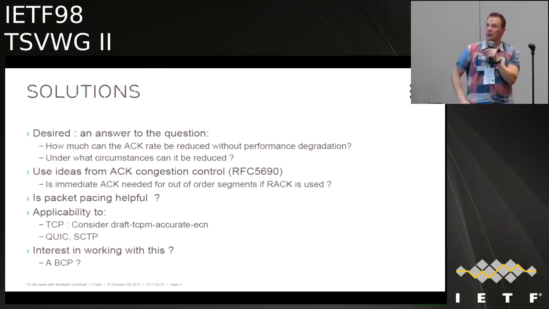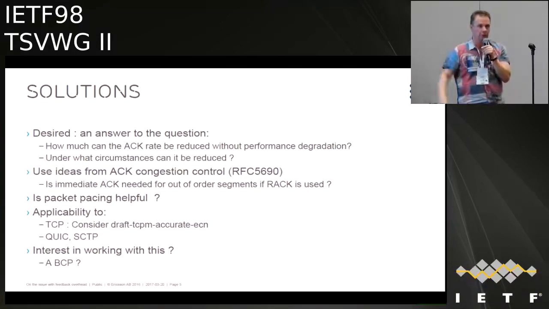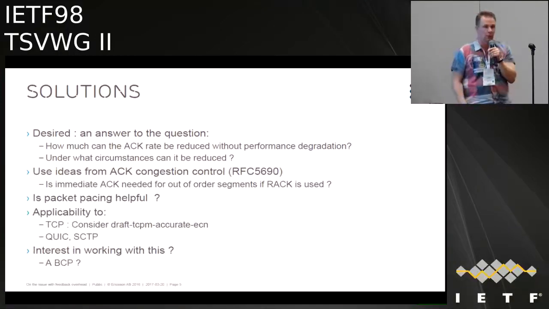There is some previous work around ACK congestion control, RFC 5690, which has some material around the immediate ACKs that are needed for out-of-order segments. But if you have RACK, the recent acknowledgement implementation, do you need the immediate ACKs then? That's a question, because you need the immediate ACKs to count duplicate ACKs. But if you have time-based congestion detection, then you might not need it.